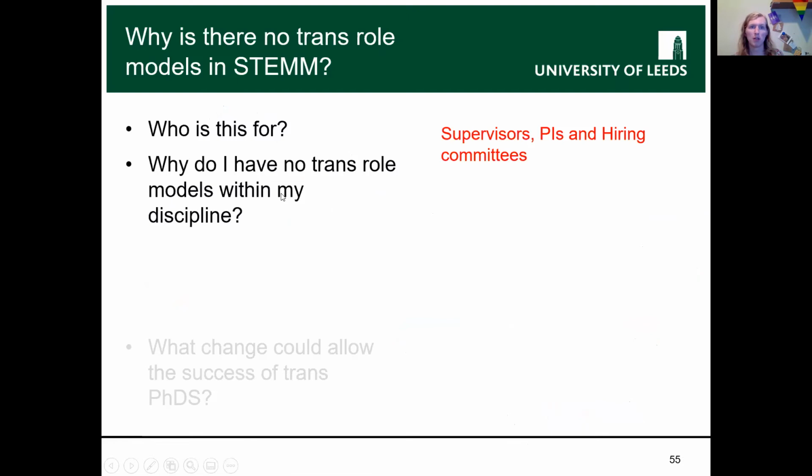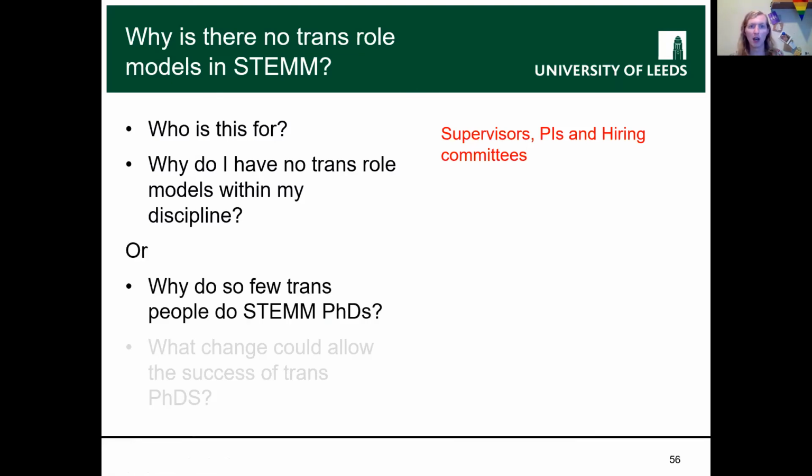I'd also like to ask the question: why did I have no trans role models within my discipline? I have to look to Australia and America to see people who are chemical biologists and trans women. Twitter was the only way I'd see people who look like me doing my subjects. I have no one above me to be a role model for me.